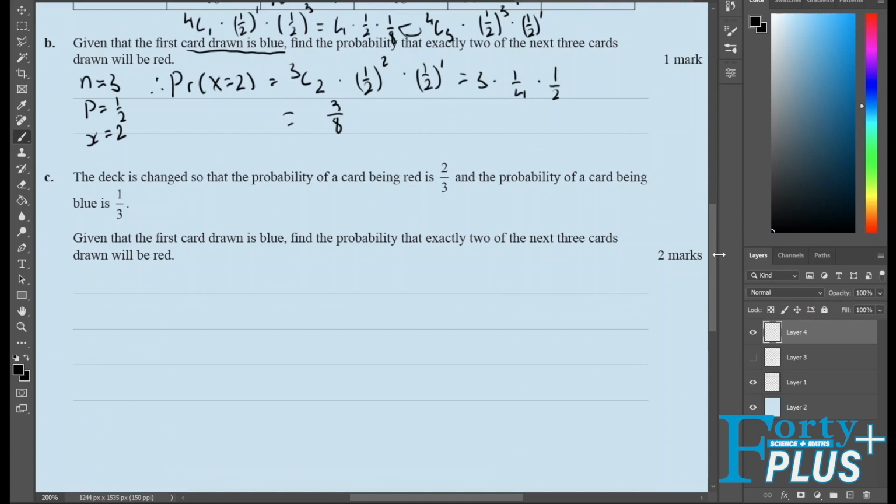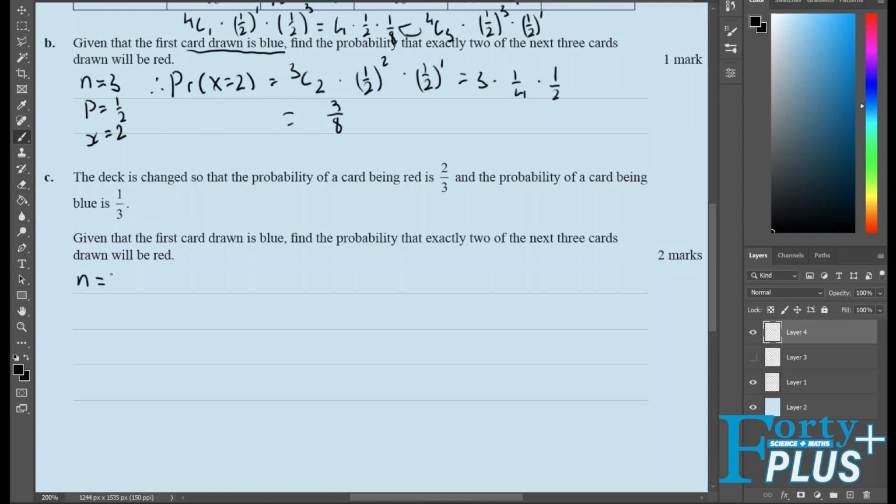Part C. The deck is changed so that the probability of a card being red is 2/3 and the probability of a card being blue is 1/3. Given that the first card drawn is blue, find the probability that exactly 2 of the next 3 cards drawn will be red. So this is following the exact same method as Part B, but one thing that's changed is now the probability of a card being red is 2/3.